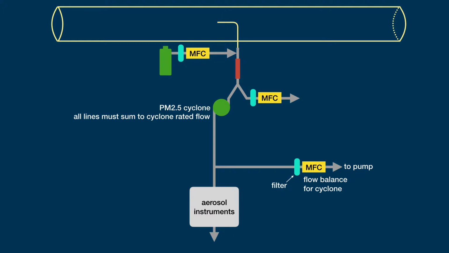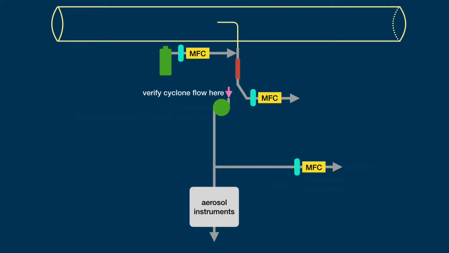In between tests, we use a flow meter to check the flow through our real-time aerosol system cyclone and ensure that it's 16.7 liters per minute. If the flow is too fast or too slow, we adjust the flow through the third mass flow controller to achieve our 16.7 liter per minute goal.